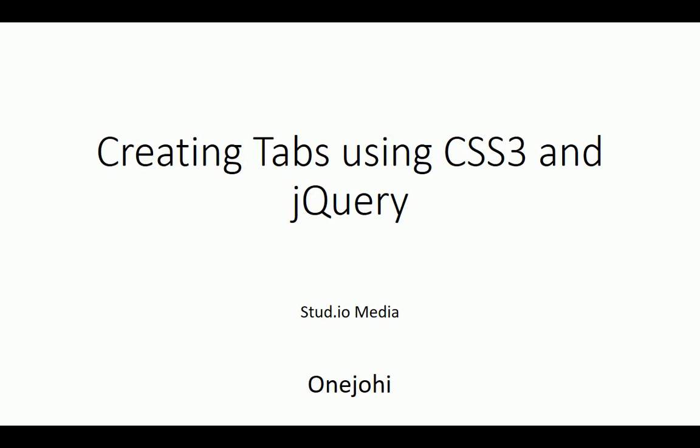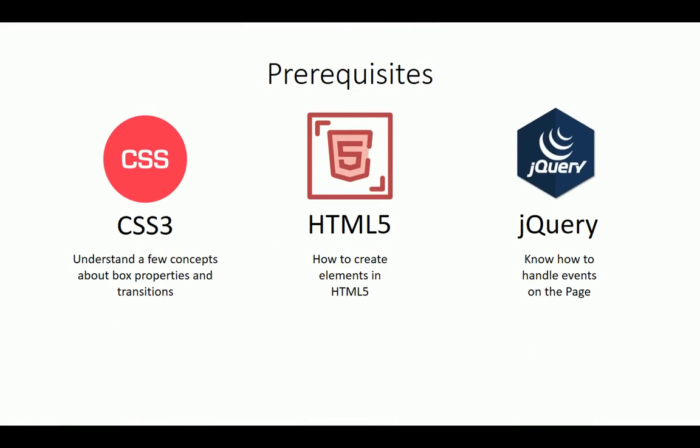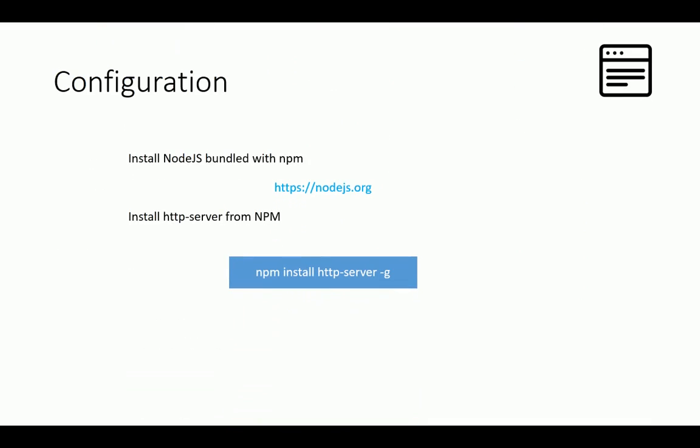Hello guys, in this short tutorial I'll show you how to create tabs using CSS3 and jQuery. There are a bunch of stuff you need to know. You need to know CSS3 a little bit, an understanding of a few concepts, how to create elements in HTML, and then how to handle events in jQuery, and also add classes and delete classes and something like that. It's not that complicated. You don't need to master all these three, you just need to know the fundamental basics.